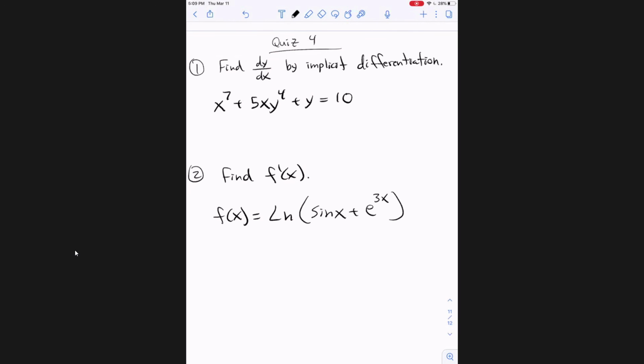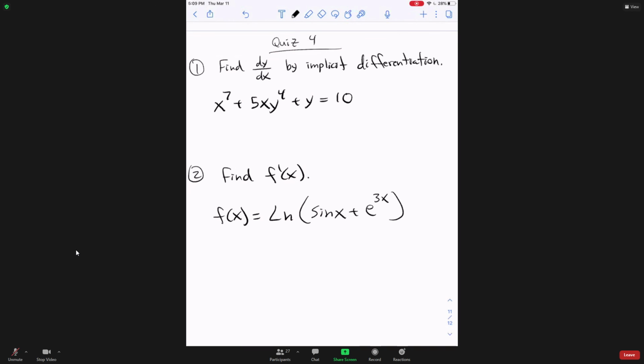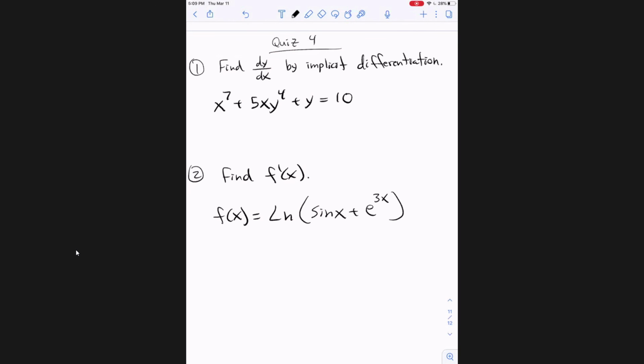Just FYI, number 2 is supposed to be pretty quick. You don't need to simplify it. Once you take the derivative, you're done. So you should be done in the next 5 minutes.